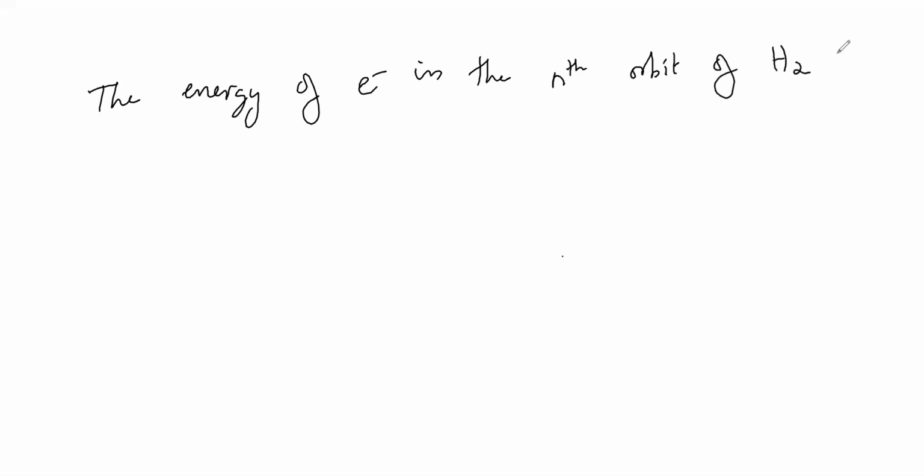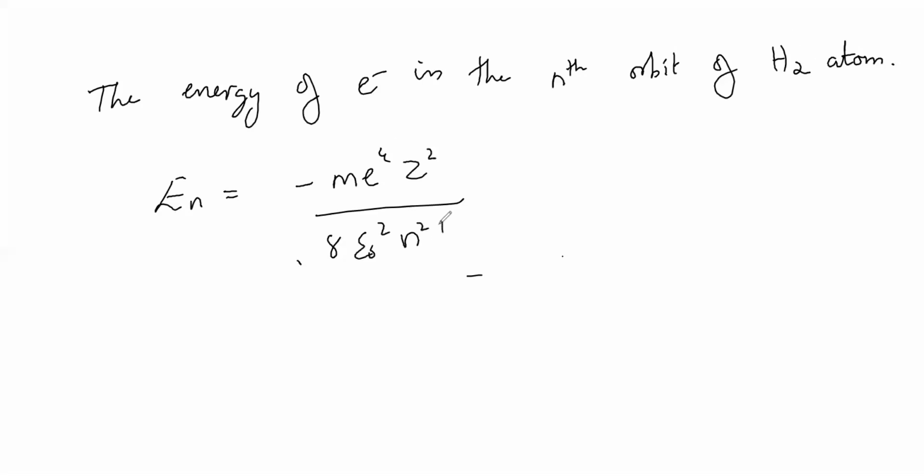The energy of the electron in the nth orbit of hydrogen atom. So that is En, energy at the nth orbit, equals minus m e power 4 z square by 8 epsilon naught square n square h square. Now for hydrogen atom, Z is obviously equal to 1, correct? That I'll write here: Z is equal to 1 for hydrogen.